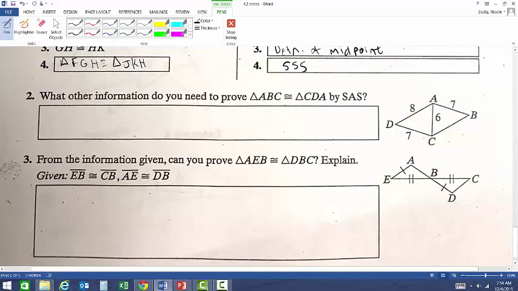All right, number 2 is giving us some information, and they're asking what else would the problem need to tell you so that we can use the SAS theorem. Start by putting tick marks on these two sides because they're both 7, so that means they're the same. And I want to put tick marks on AC since it is a shared side. We're going to number these angles just to make our life a little easier.